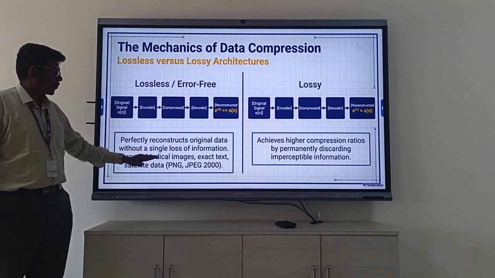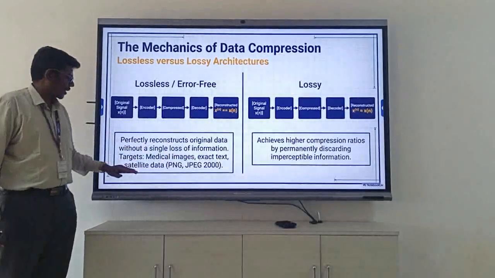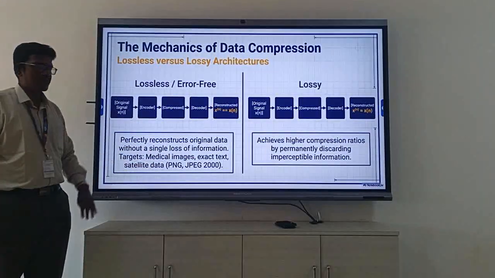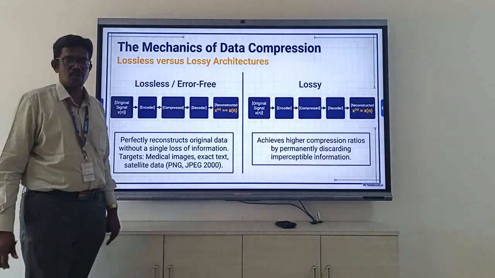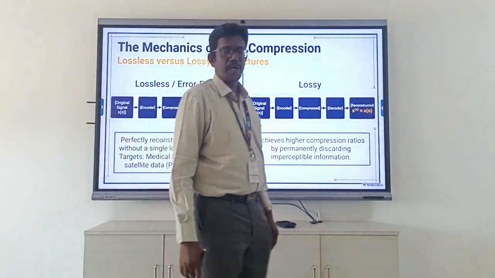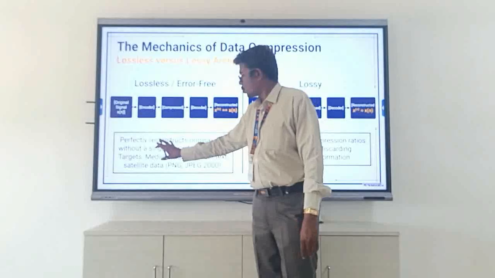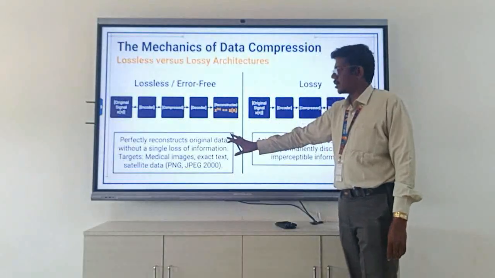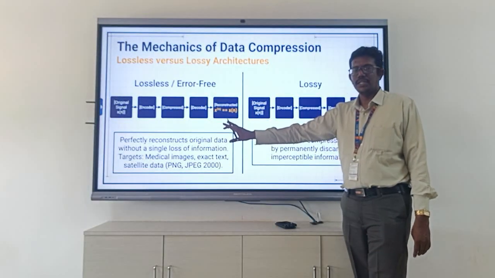The targets are medical images, exact text and satellite data, for example image extensions such as PNG or JPEG. So this is to reconstruct the original data without even a single loss.